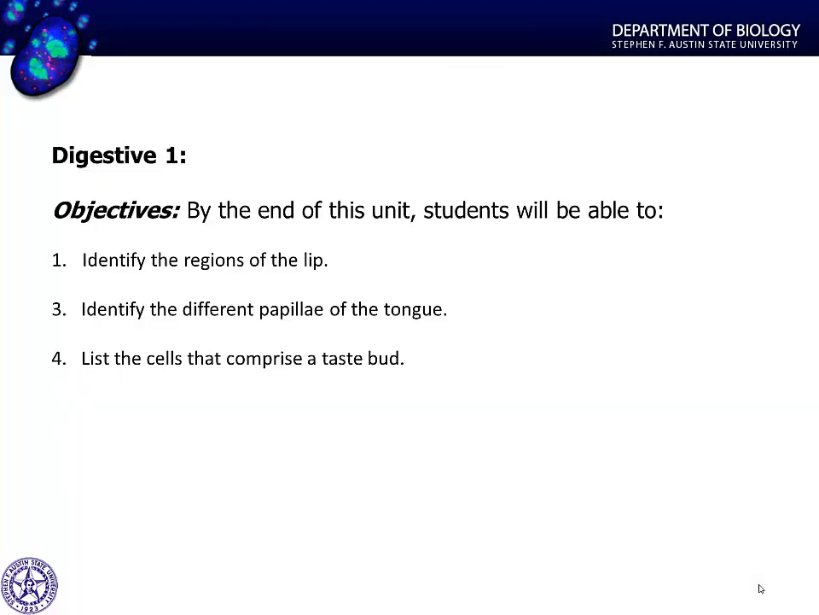And so we're going to identify the regions of the lip. We have the external portion that's similar and continuous with the face, the inner portion continuous with the oral mucosa, and then the transition zone of the lip, which is the pink part. Then we'll talk about the tongue, and we'll need to identify the different papillae on the tongue, their shape, their histology, and the function of each. And then we're going to look at the taste bud, the cells that comprise the taste bud, and the function of each of those.